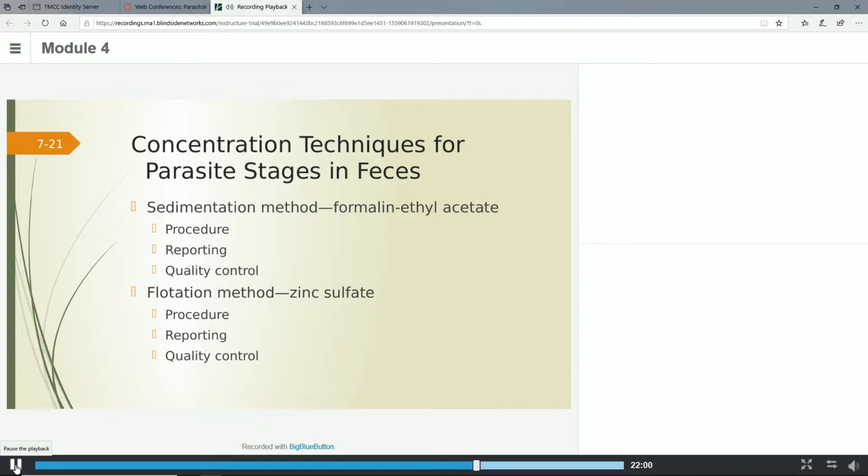Some eggshells, for like our scarce species, are going to be impervious to formalin, so it's not going to kill the eggs or make them preserved.